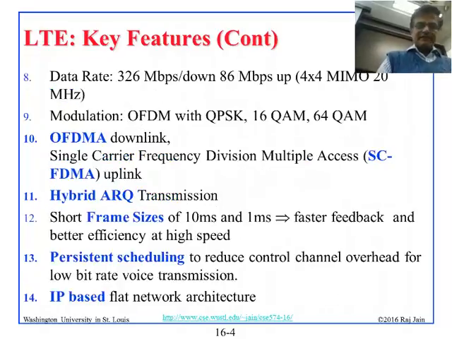The feature list continues. You can get 326 megabits down, 86 megabits up with 20 megahertz and 4x4 MIMO. Of course, if you don't have 4x4 MIMO, if you don't have 20 megahertz, you won't get these rates. The modulation is QPSK, 16 QAM, and 64 QAM. So now we are getting there.